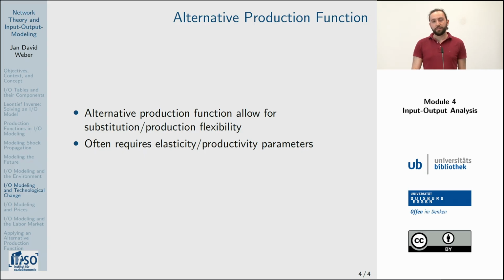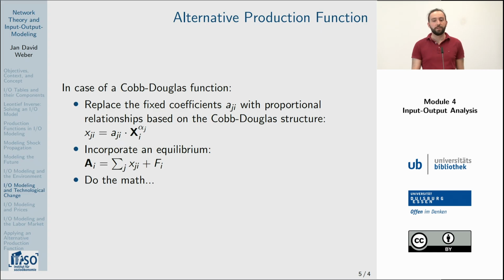And what it requires quite often, especially with the Cobb-Douglas function, is that you have elasticity parameters or productivity parameters for the economy, which then can be incorporated into the output. I give you a brief glimpse into how this can look. In the case of the Cobb-Douglas function, for example, you replace the fixed coefficients of your technical coefficient matrix with proportional relationships based on the Cobb-Douglas structure. So we suddenly have those substitution effects incorporated into an equilibrium model. And from there on, it's quite straightforward to do the math if you know how to do it.